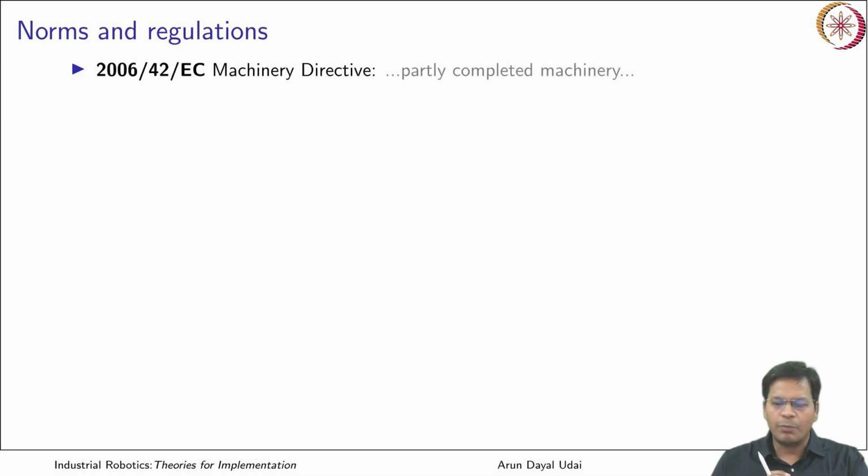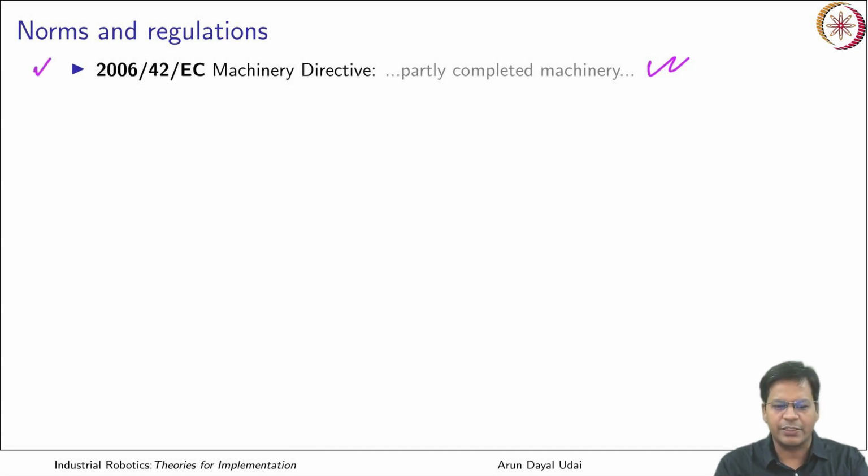So now let us talk about the norms and regulations that actually cover all the things that I have talked about so far. So first of them is 2006/42/EC, that is the machinery directive. So the statement that I said, the robot is a partly completed machinery, that is actually defined here in this directive, the machinery directive. This is a European directive.